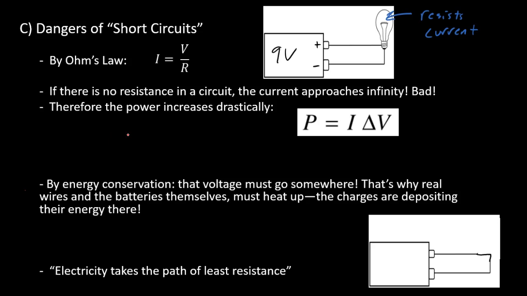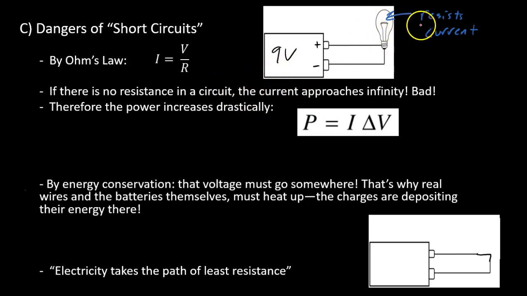We're looking at why short circuits are bad, and it's really all about Ohm's law as well as what we saw about energy. By Ohm's law, we know this, I equals V over R. If we have a simple circuit like this, we have our battery which supplies the voltage, a light bulb, or like a computer processor or a graphics card, all those things resist that current in some way.